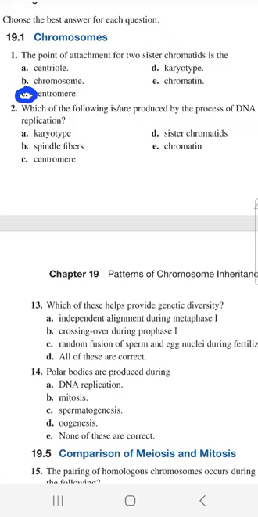Each of the following is or are produced by the process of DNA replication. DNA replication will produce sister chromatids. Since they gave me a hint, is or are, when your DNA replicates, it will form sister chromatids, right? These sister chromatids are connected or attached. The point of attachment is a centromere.